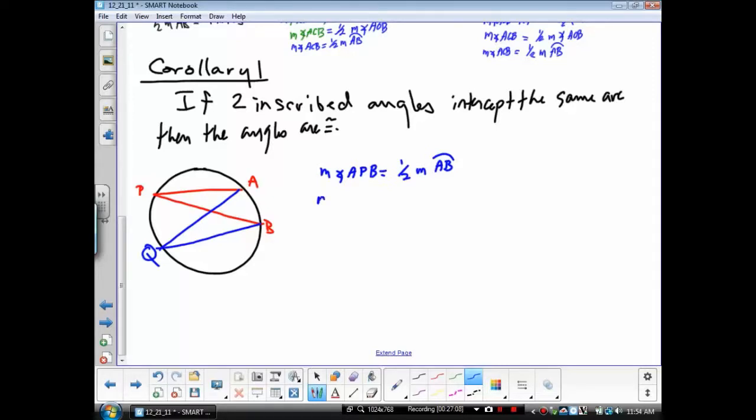What do I know about the measure of angle AQB? It's also 1/2 the arc because it's an inscribed angle that intercepts that same arc. So what must be true about these two angles? If they're equal to the same, they have to be congruent, yes. Both of these are by Theorem 9.7.